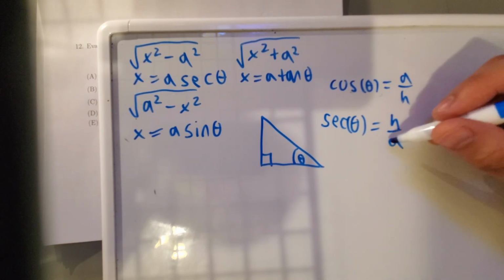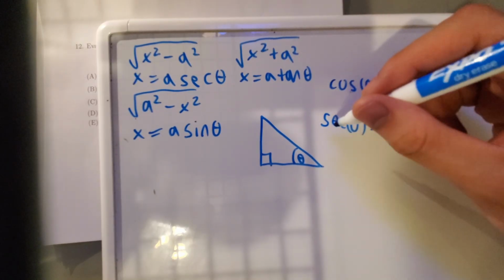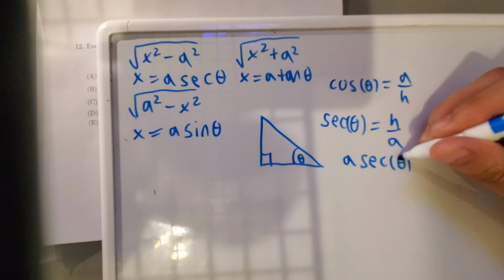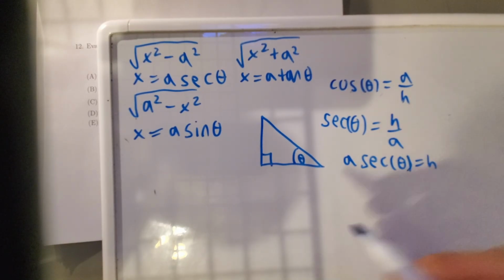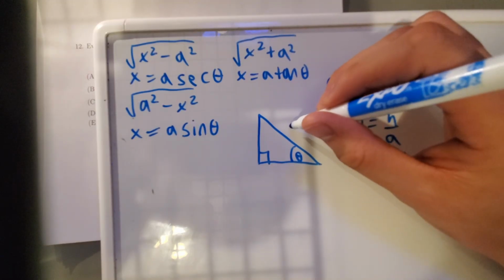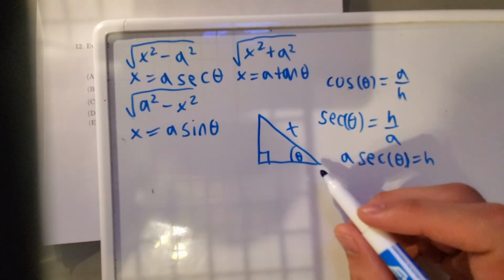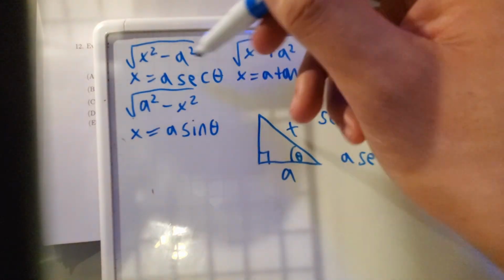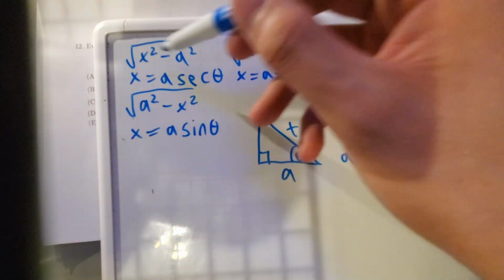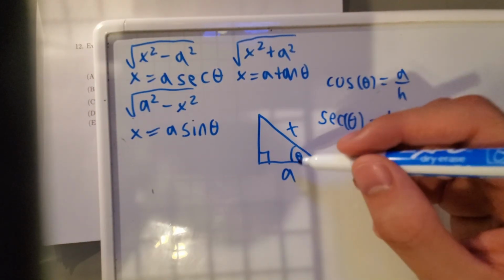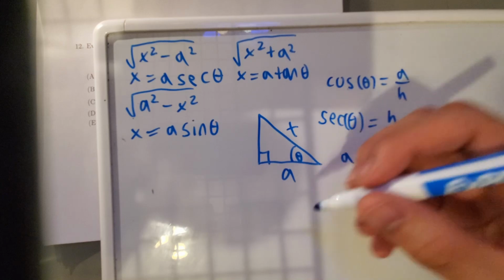And from here, I can just move the a over to this side, so we end up with secant of theta is equal to h over a. So for this example, I am going to label the hypotenuse as x, and I'm going to label the adjacent side as a. And the reason I'm doing that is because in these general forms, we're using the variables x and a. And so now we're going to bring this up with the Pythagorean theorem.